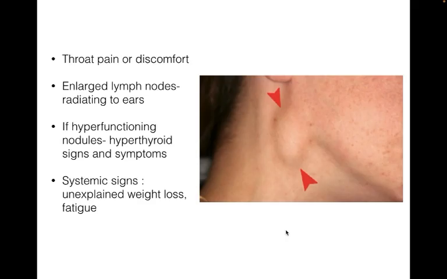The patient may also present with throat pain or discomfort, enlarged lymph nodes. If it is a hyperfunctioning nodule, then the patient is going to present with hyperthyroid signs and symptoms, which may include weight loss, intolerance to heat, increase in appetite. They may also have systemic signs, which include unexplained weight loss and fatigue.